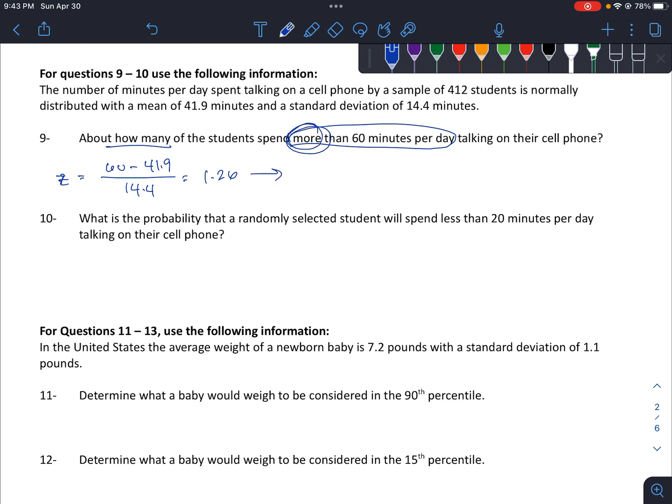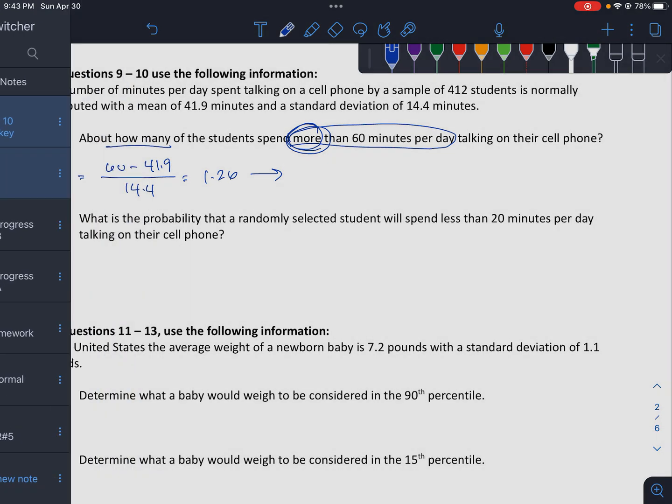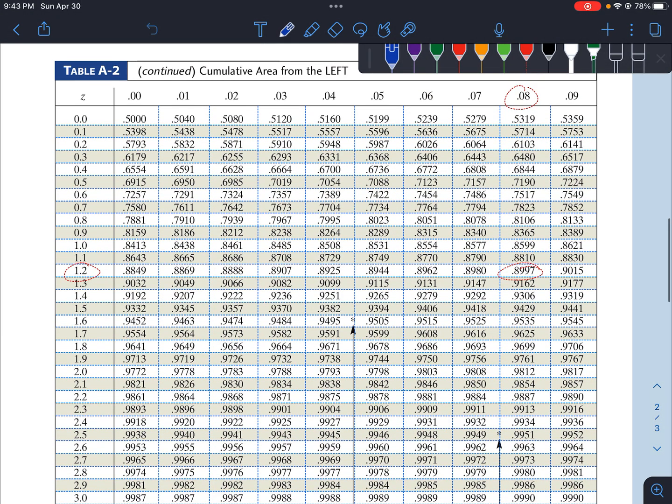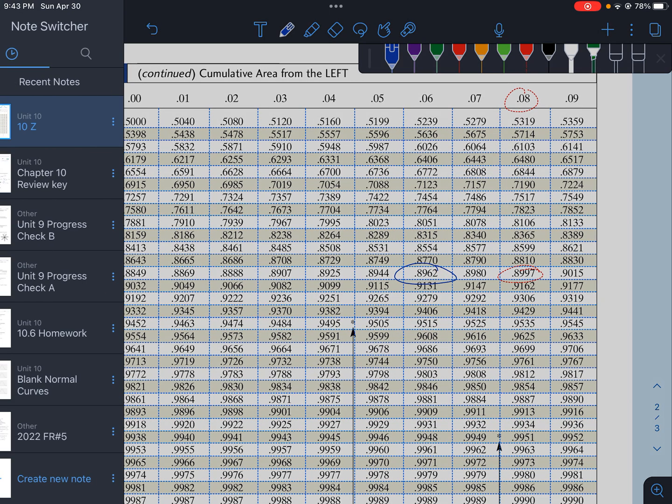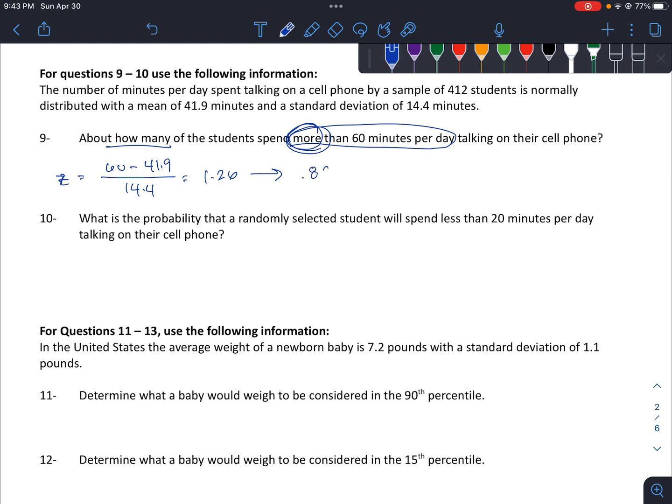Now note that it does say more, okay, that's going to matter. So 1.26, that's 0.8962. So 0.8962 is the probability. I'm going to multiply the probability by the number of people in the survey. Oh wait, no, I'm not. I can't do that yet because this is the probability of them spending less than. So for more than, I have to do 1 minus 0.8962. So then I do that, and I get 0.1038.